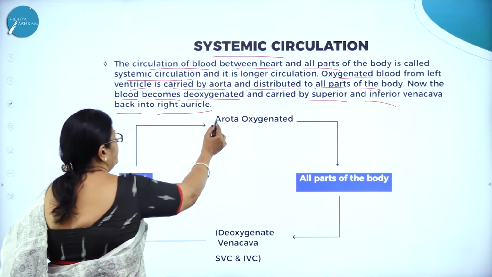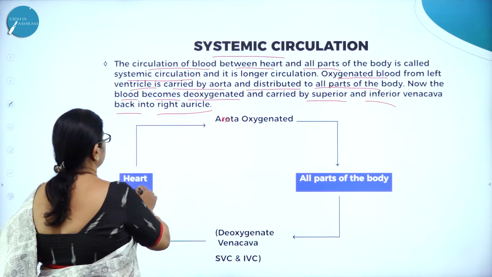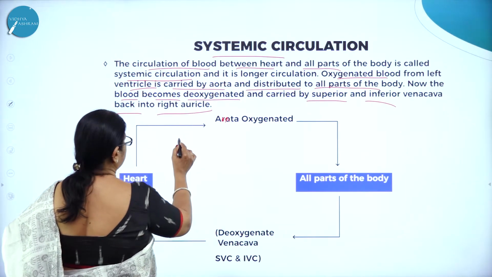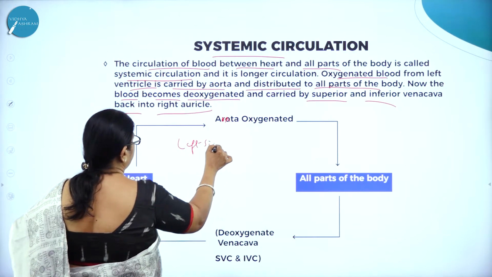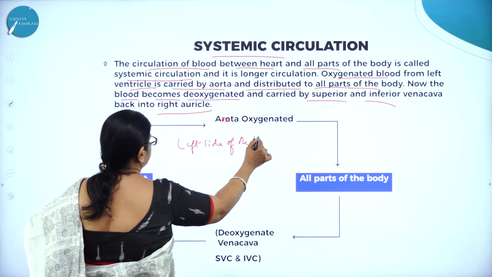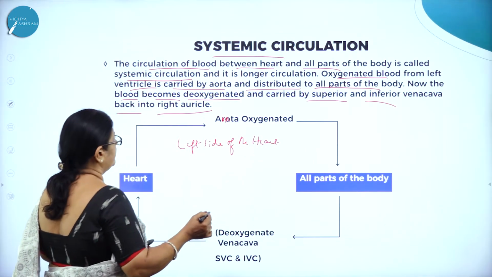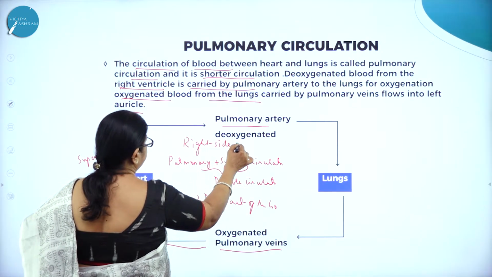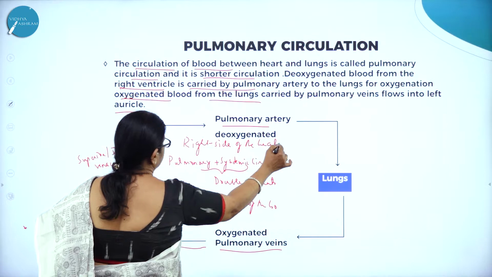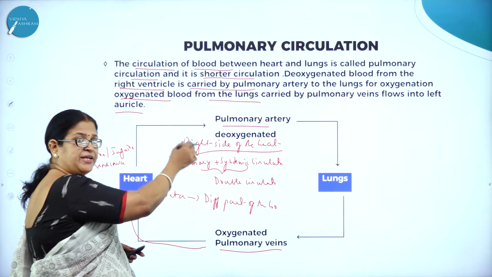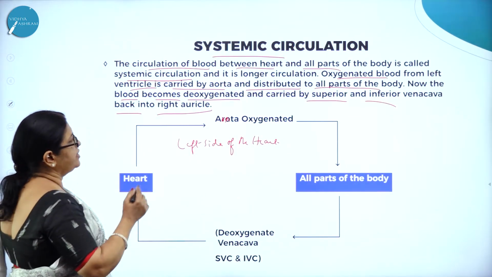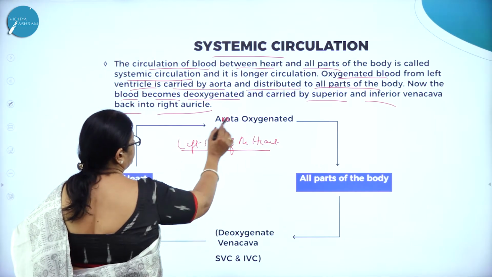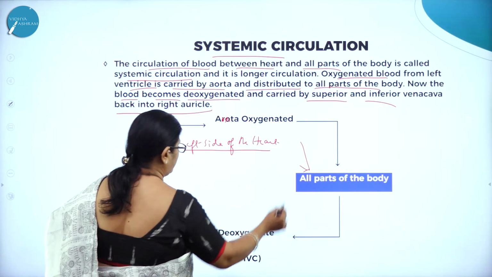So, here you can see from the aorta, this systemic circulation will be happening in the left side of the heart, whereas this one, pulmonary circulation, takes place in the right side of the heart. The systemic circulation is happening in the left side of the heart. So from the aorta, it is supplied to all the parts of the body.